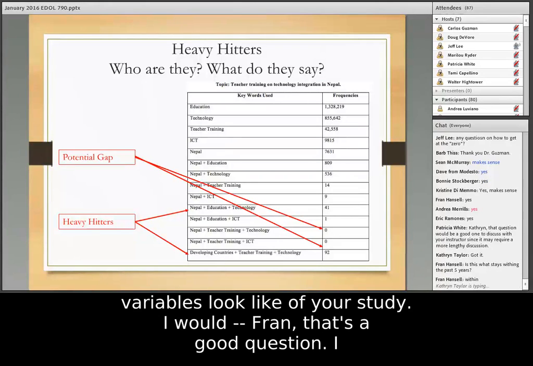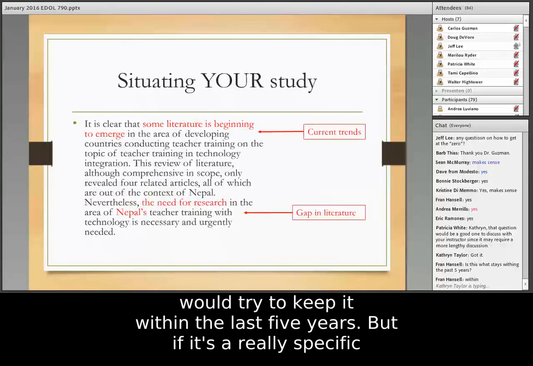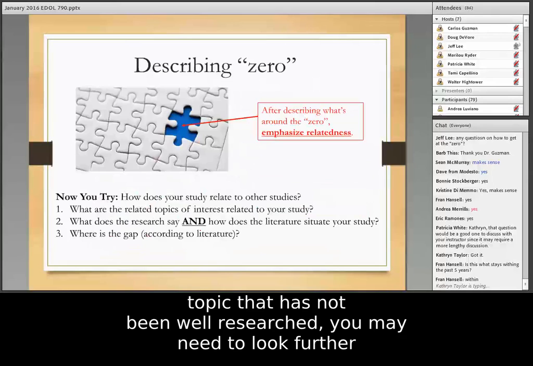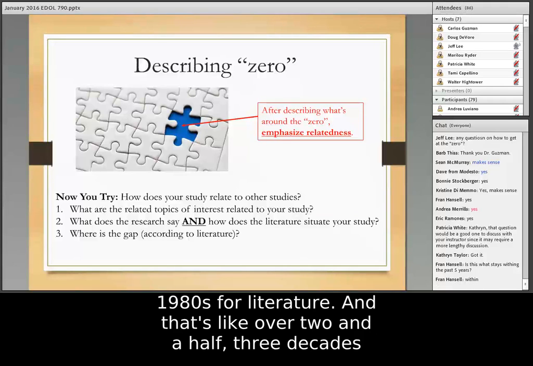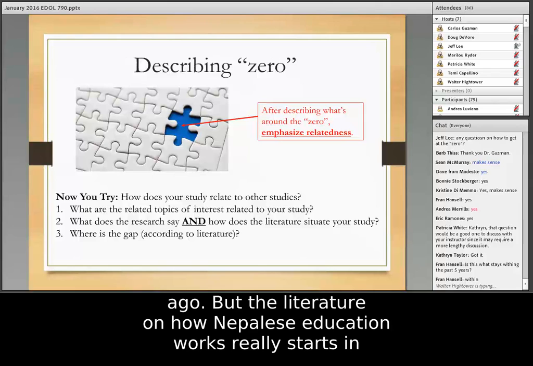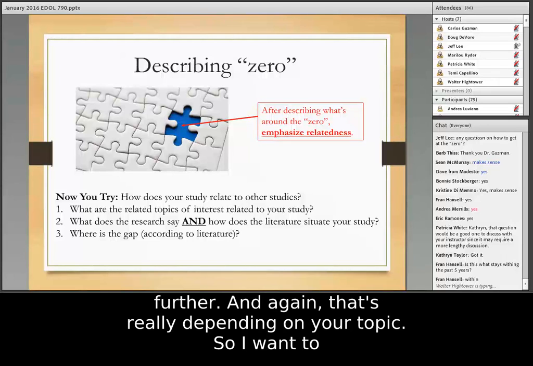Fran, that's a good question. I would try to keep it within the last 5 years, but if it's a really specific topic that has not been well researched, you may need to look further back. For my work, I'm having to look back in the 1980s for literature, and that's over 2.5, 3 decades ago. But the literature on how Nepalese education works really starts in the early women's literacy days. And so you may have to go back a little bit further, and again, that's really depending on your topic.